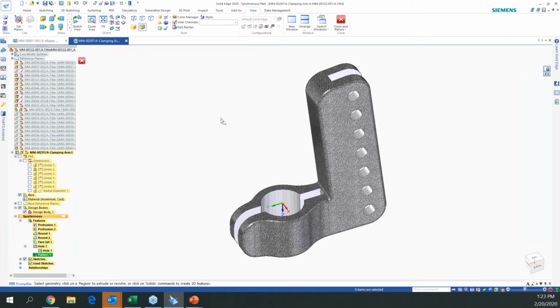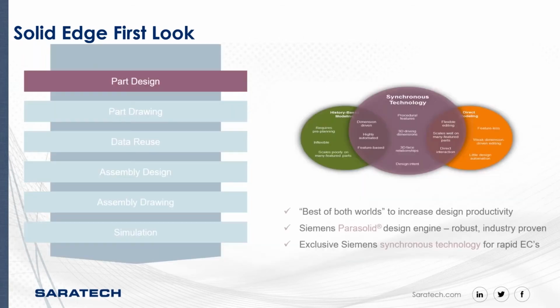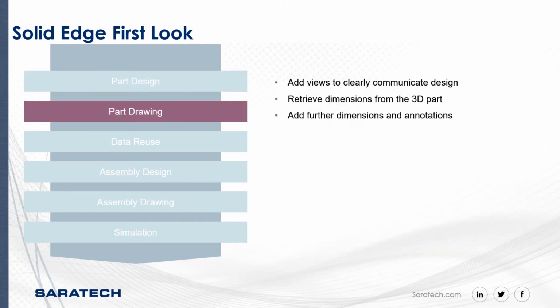All right, so next thing I want to do is let's go back to my screen for a second here. All right, so you can see some of the areas that we covered: driving dimensions, using some of our feature base, the flexibility, making some of the 5-degree changes, building the face relationships. Okay, and you can see Solid Edge has the best of both worlds, especially with the Parasolid engine in the background. So now we can get into some of our part drawings.